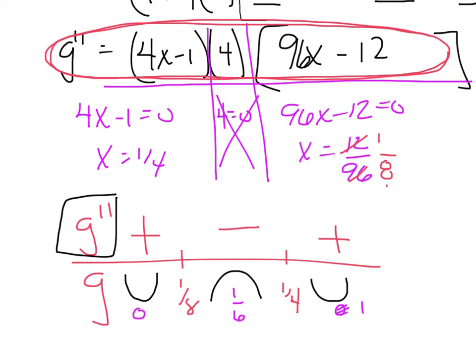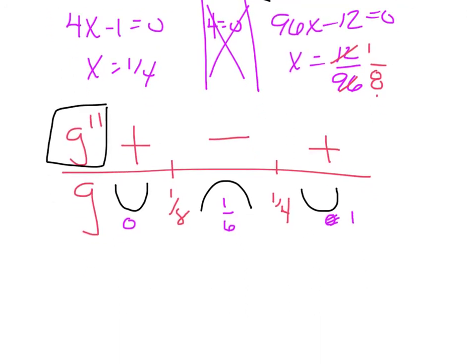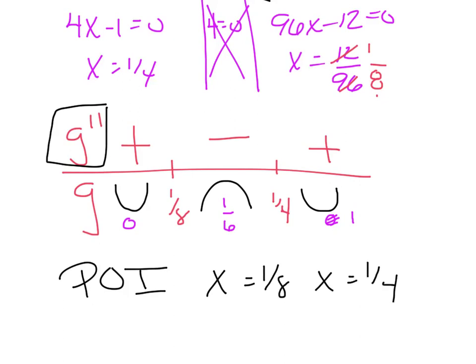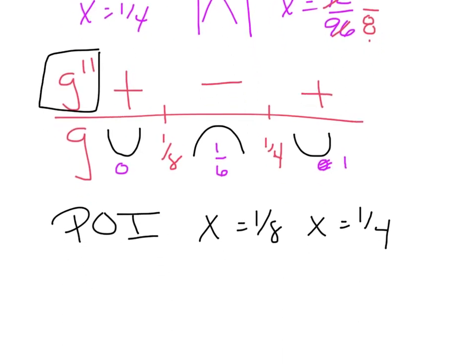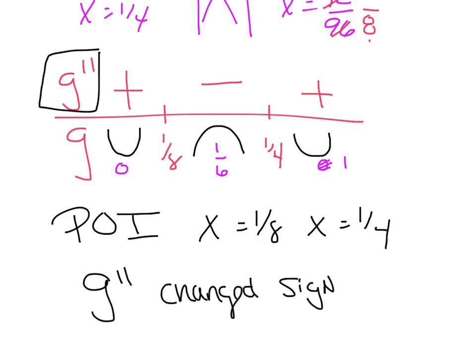And you can clearly see that we have 2 points of inflection at 1/8. So again, you can abbreviate a POI at x equals 1/8 and x equals 1/4. My justification is that g double prime changes signs. Okay, notice I'm not saying positive to negative, negative to positive. I don't care. All I care is that the signs got changed.